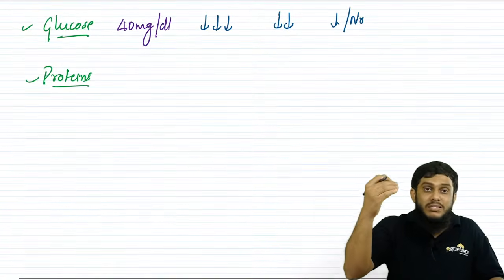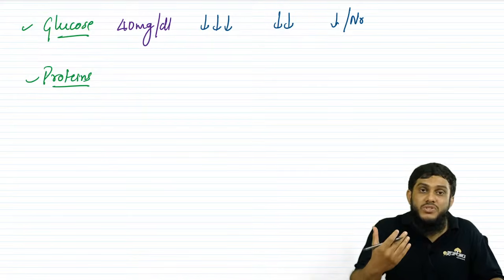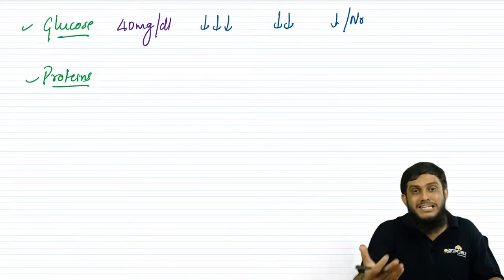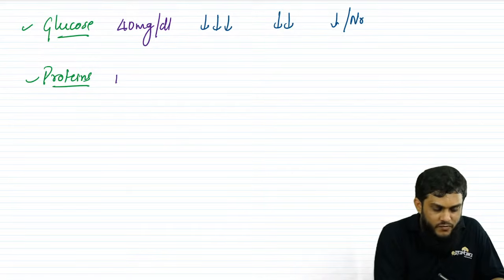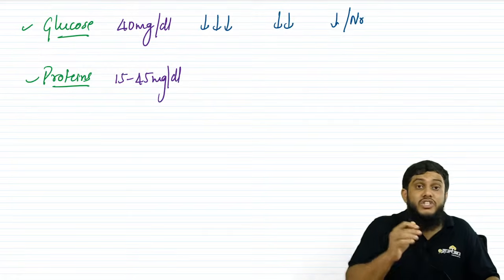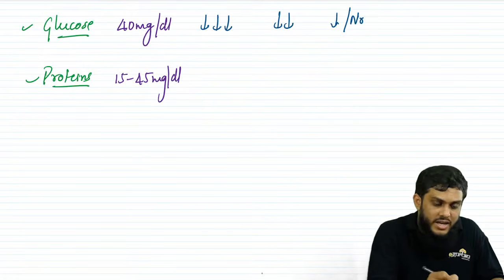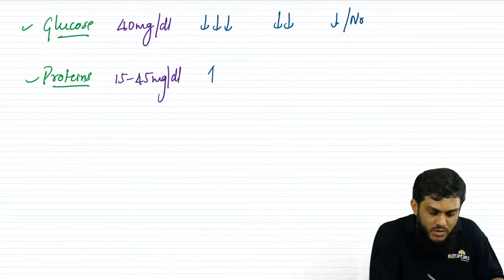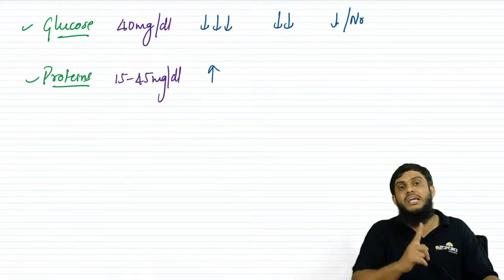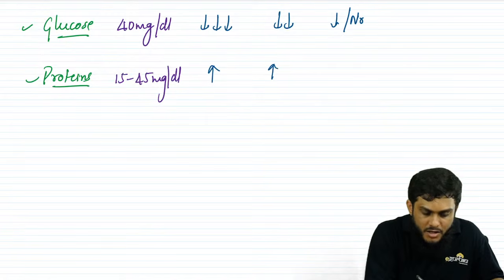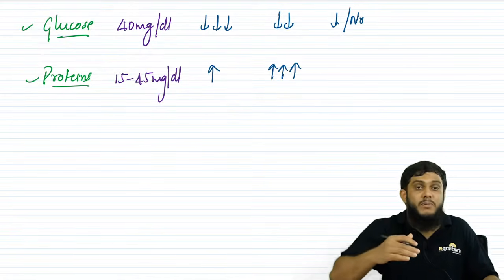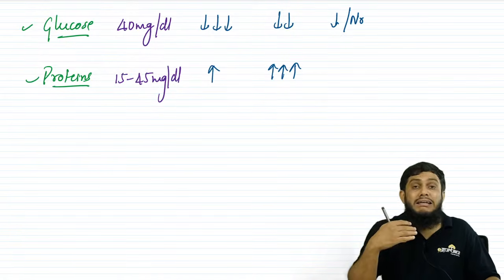So when glucose decreases, exactly opposite, the proteins increase. The normal protein range is 15 to 45 milligram per deciliter. This is the normal range of proteins present in the CSF. In case of bacterial meningitis, proteins are elevated, but only slightly elevated. That's why I'm showing it with only one arrow mark. But in mycobacterial meningitis, proteins are very much elevated, highly elevated.